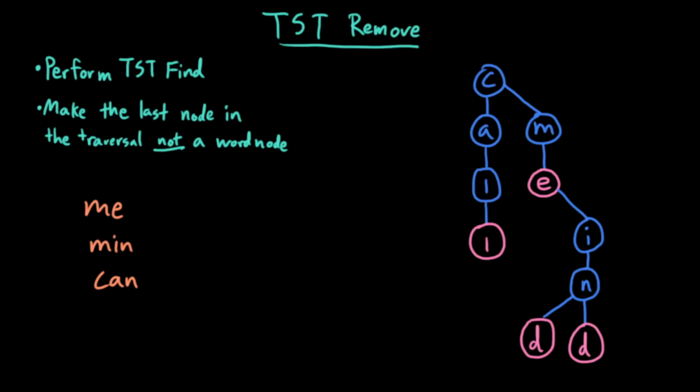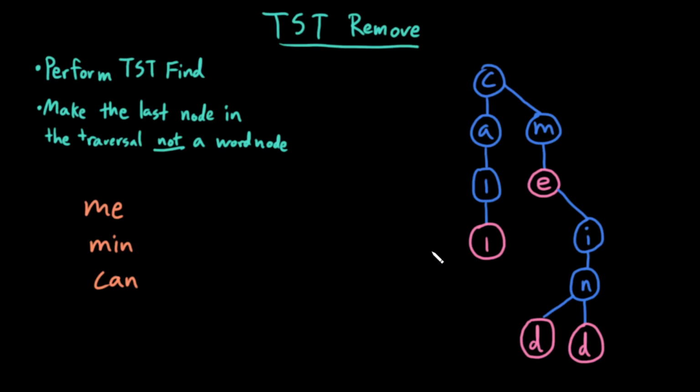If you know the ternary search tree find algorithm, the ternary search tree remove algorithm is extremely easy. You basically just do the find algorithm, and whatever node you end at, just make it not be a word node. If the find algorithm fails at all, you just do nothing. The word doesn't exist, so you don't have to do anything.